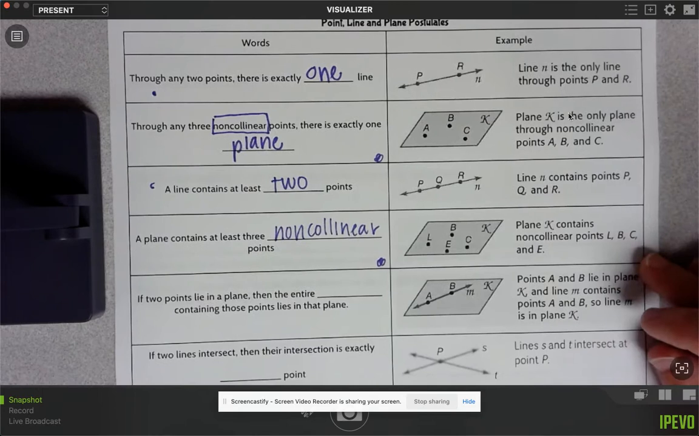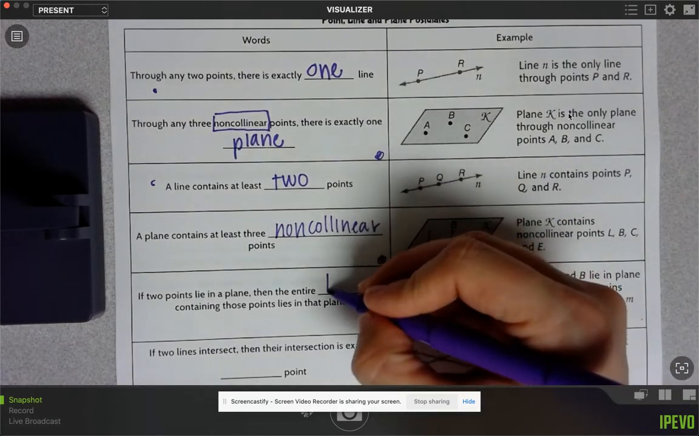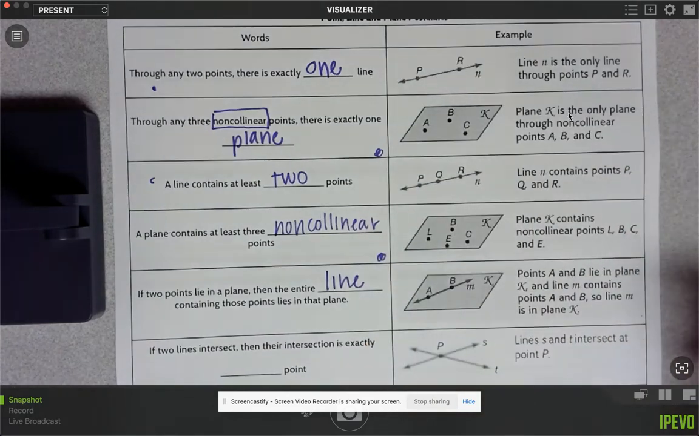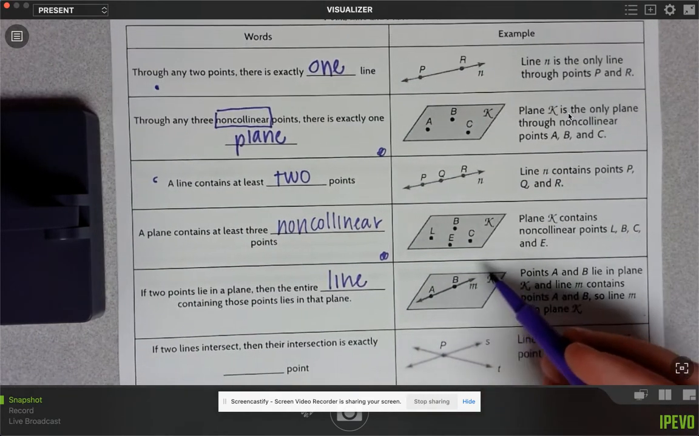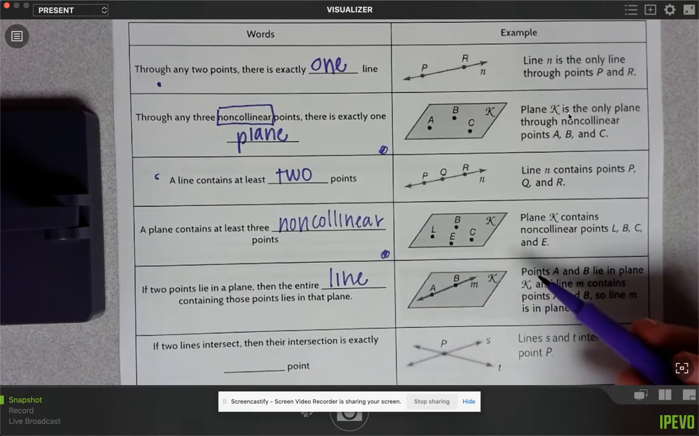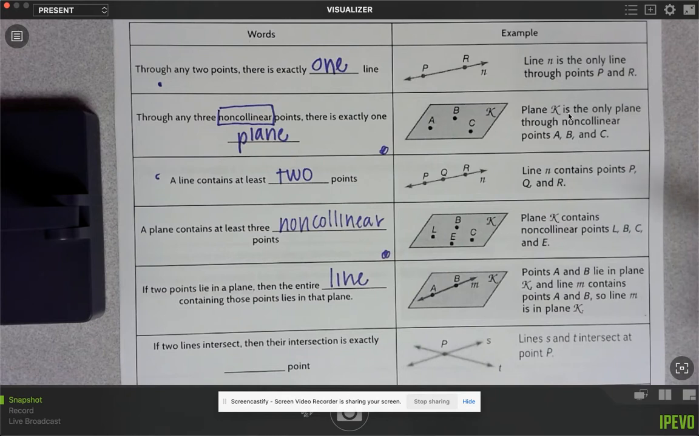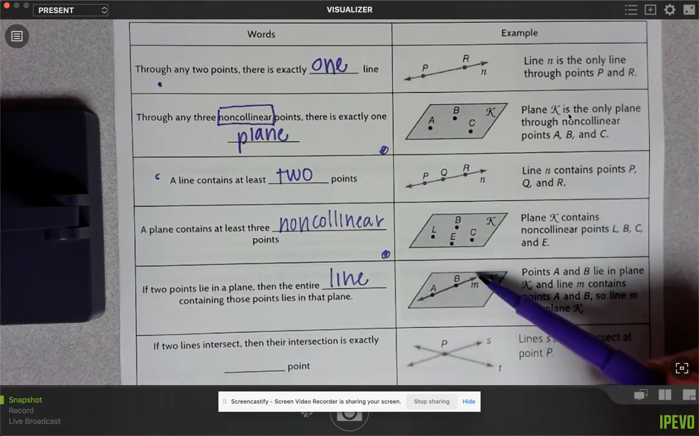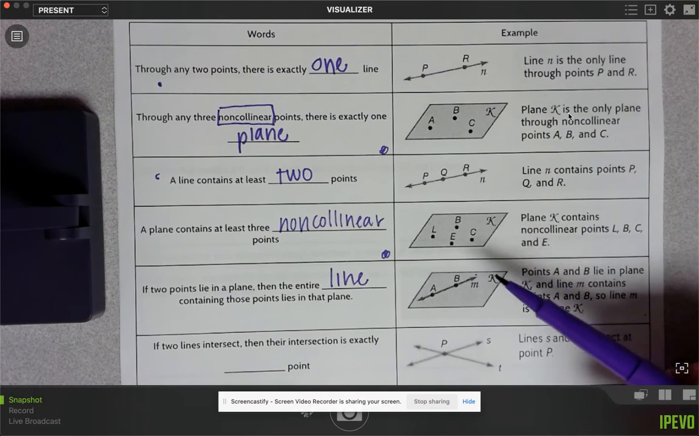If 2 points lie in a plane, then the entire line containing those points is in that plane. So if I have some line in here, remember it goes on forever and ever. And so does a plane, even though I know it kind of looks like it starts and stops, a plane also goes on forever and ever. So if I have a line on that plane, all the points on that line are also in that plane.